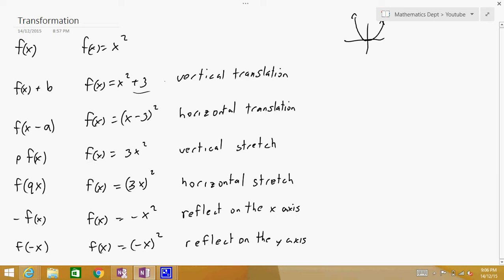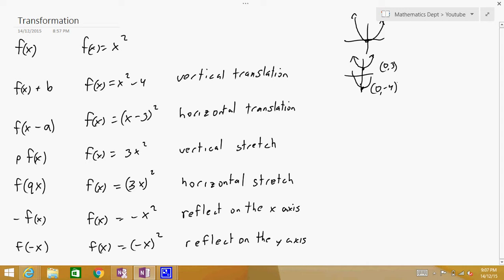Well, what we say is that it's a vertical translation. The function has moved up 3 spaces. So before it was at 0, 0, now it's at 0, 3. That's your minimum point for your function. Instead of x squared plus 3, if I did x squared minus 4, it would mean the function went down 4. And now your lowest point would be 0, negative 4.